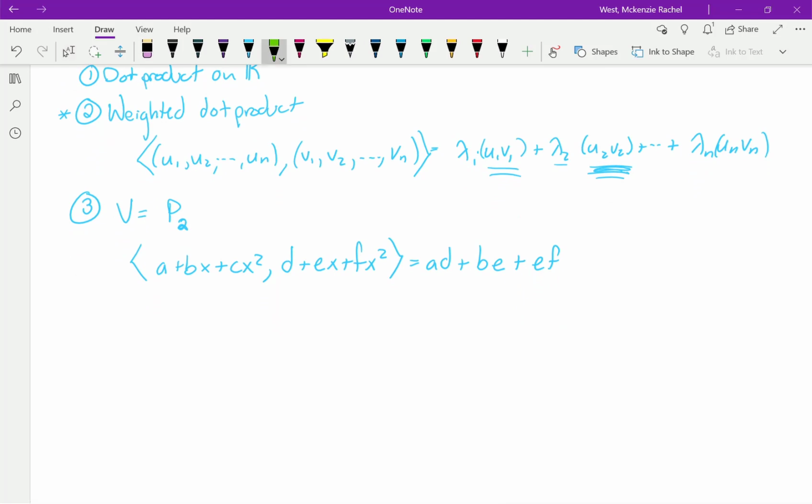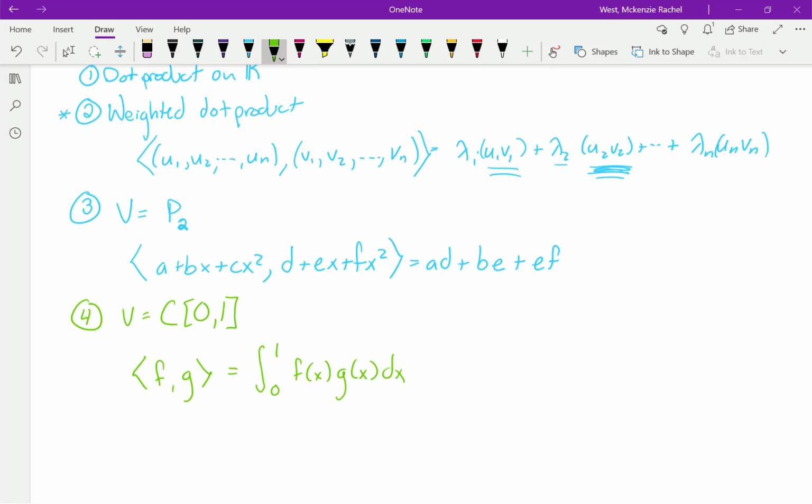All right, let me give you just one more example. Let's take the vector space of continuous functions from 0 to 1. Every continuous function is integrable. So let's say the inner product of two functions in this space is the integral from 0 to 1 of the product of those functions.